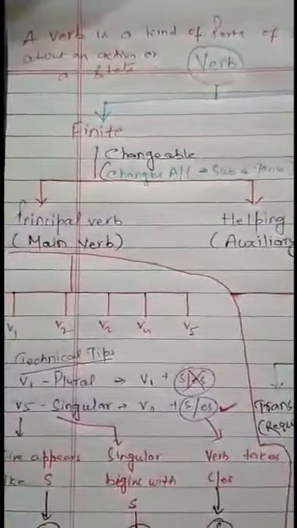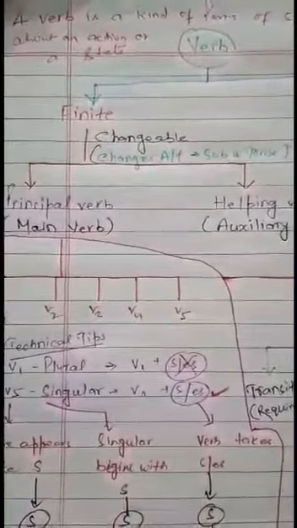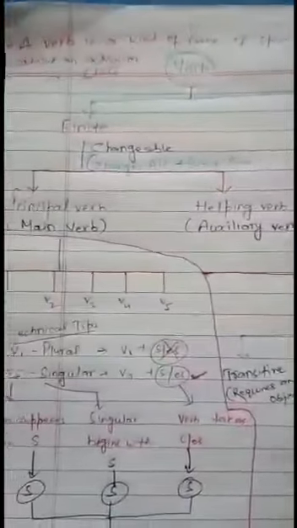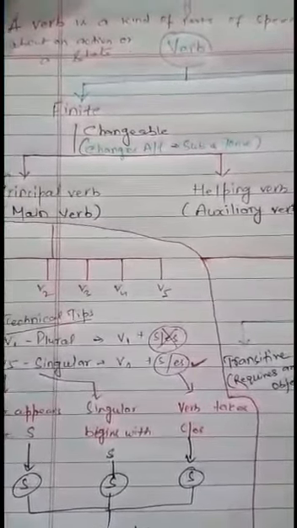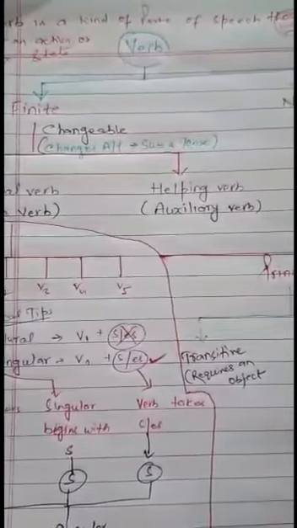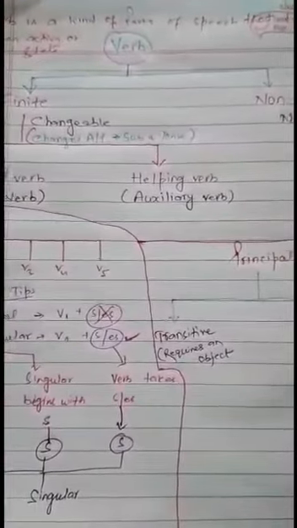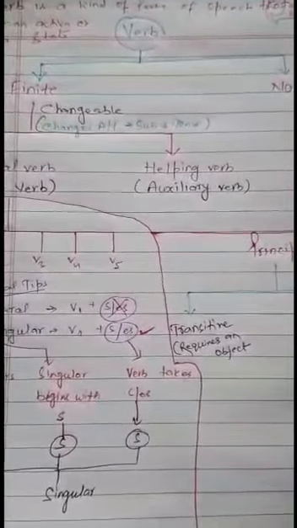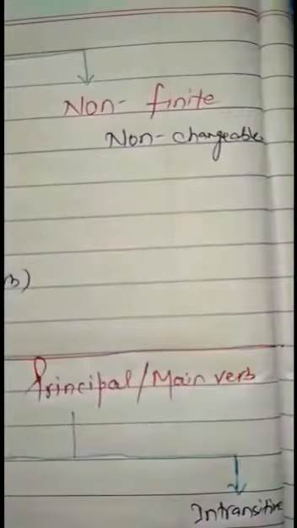Today in this fundamental video, I'm just going to give you the basic ideas of this chapter. A verb is a kind of parts of speech that tells about an action or state. This is the definition of this chapter. Now let me describe the classification of this chapter. Verb has mainly been classified in 2 parts. The first one is your finite and the second one is your non-finite.